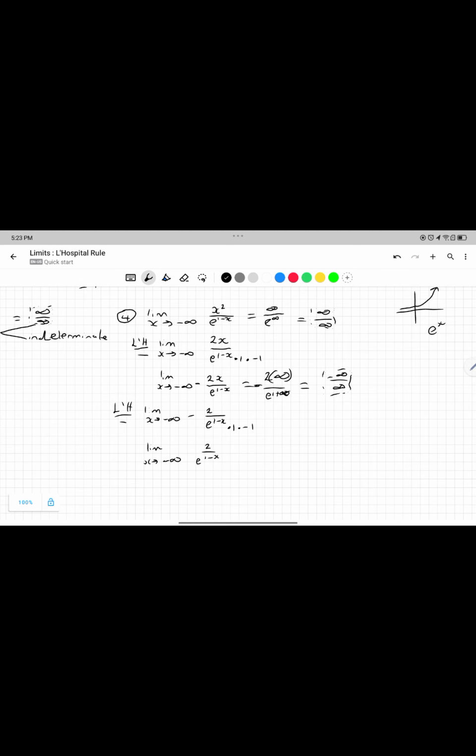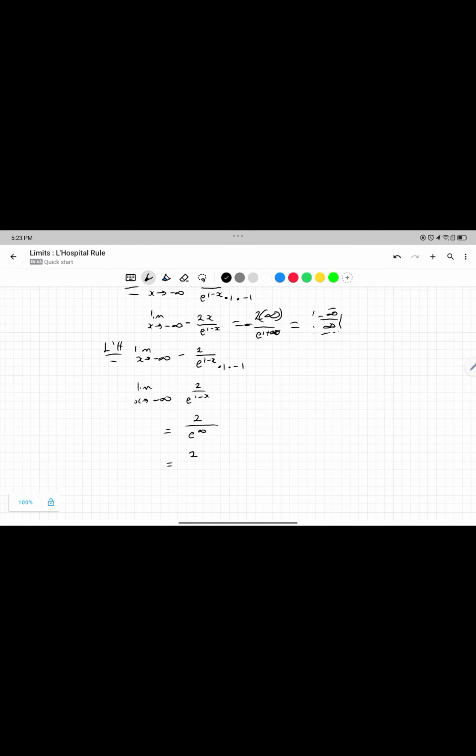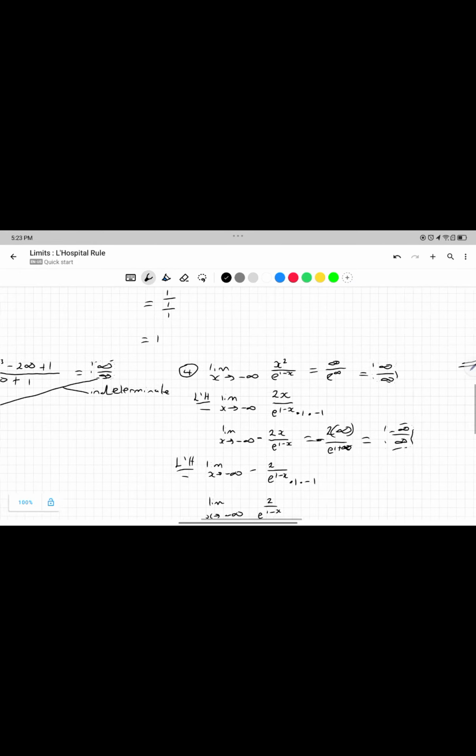Which when we evaluate, it will be 2 all over e to the infinity. So what happens when the denominator approaches infinity? When we take a small number divided by a very large number, it approaches 0. And this is our answer for number 4.